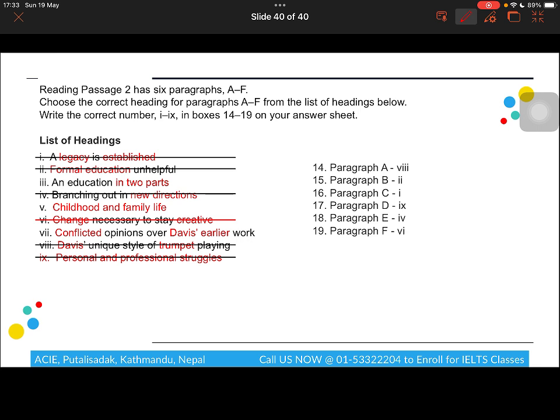Now as you can see, there are so many options remaining, but it's very important to find differences between each of the headings that have been given. This is how you solve a matching heading question type.